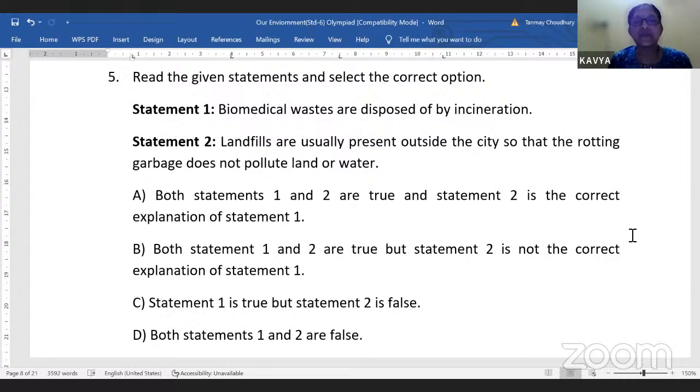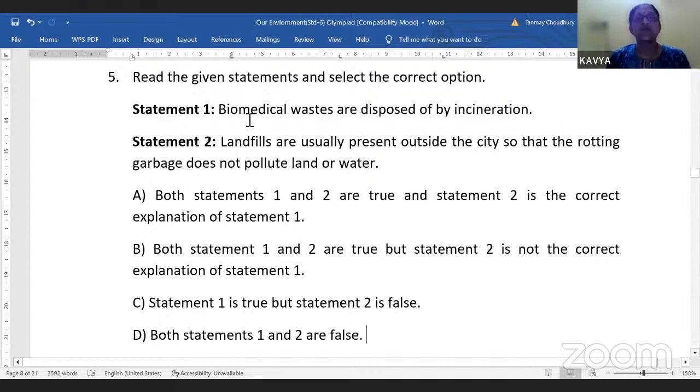Statement 2: Landfills are usually present outside the city so that the rotting garbage does not pollute land or water. Both the statements are correct. Okay, now let us see the question regarding it. Both statements 1 and 2 are true, and statement 2 is the correct explanation of statement 1. No. Statement 2 is in no way connected to this. These are landfills. This is by incineration. Both are methods of disposing of waste.